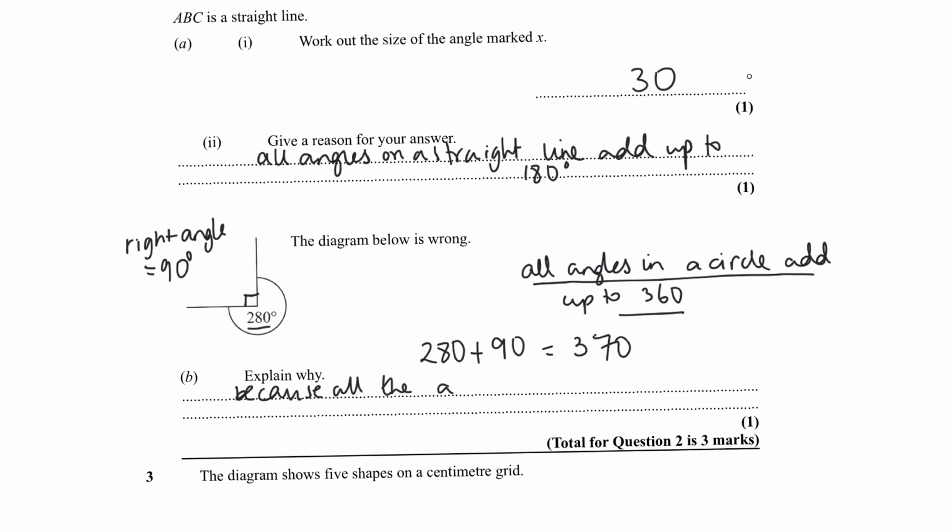So because all the angles in a circle should add up to 360, not 370 degrees.